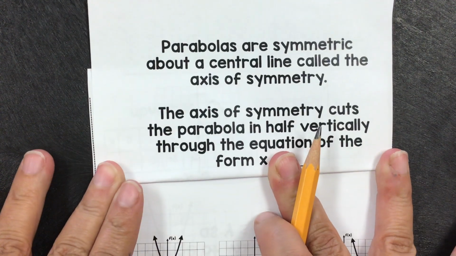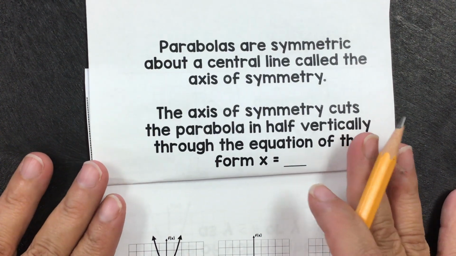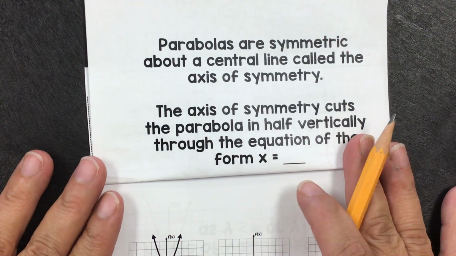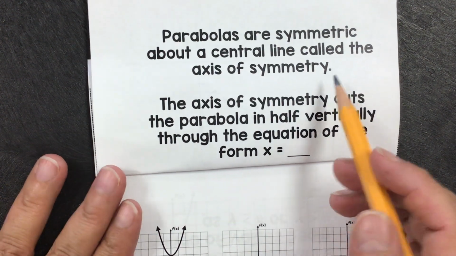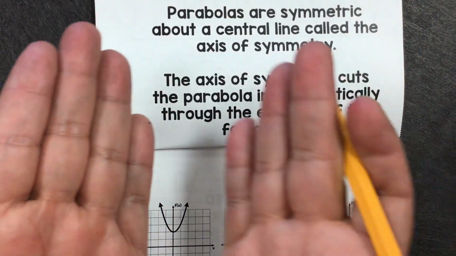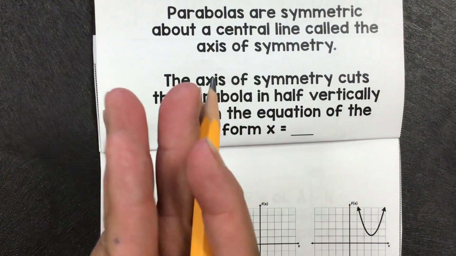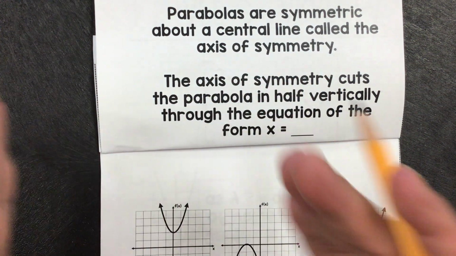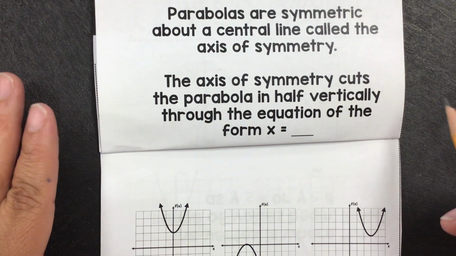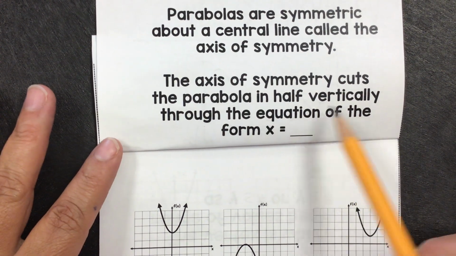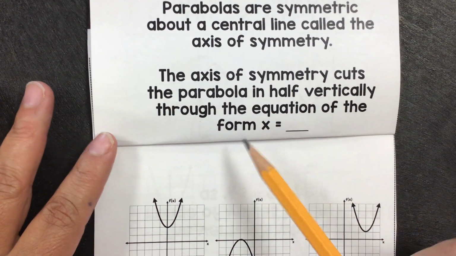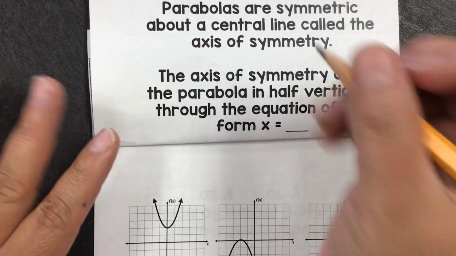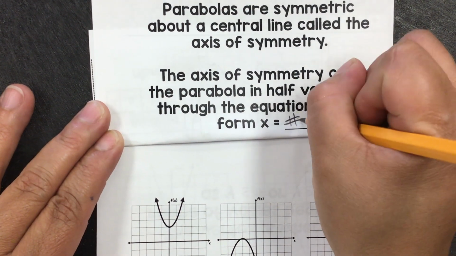It says the parabolas are symmetrical about the central line called the axis of symmetry. So what is it saying? It's saying that it's going to look the same on a particular line. If you fold it in half, it would look the same. The axis of symmetry cuts the parabola in half vertically through the equation of the form x is equal to some number.